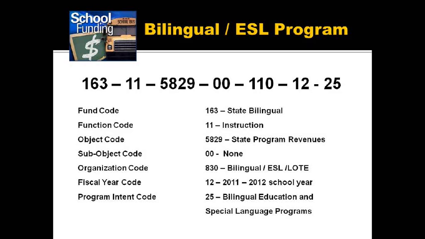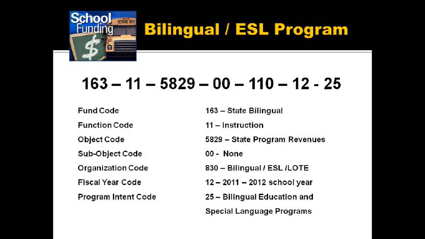Here is an example of what a bilingual ESL budget code might look like. Fund Code 163 stands for State Bilingual. Function Code 11, Instruction. Object Code 5829, State Program Revenues distributed by TEA. The Local Subject Object Code. Organization Code 830 stands for Bilingual, ESL, and languages other than English. Fiscal Year Code 12 stands for the 2011-2012 school year, and Program Intent Code 25 stands for Bilingual Education and Special Language Programs.